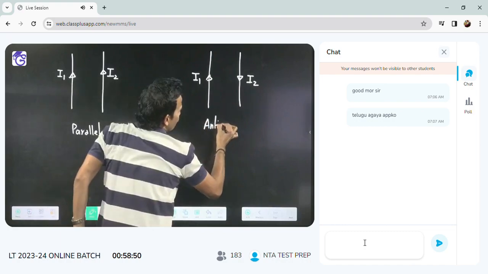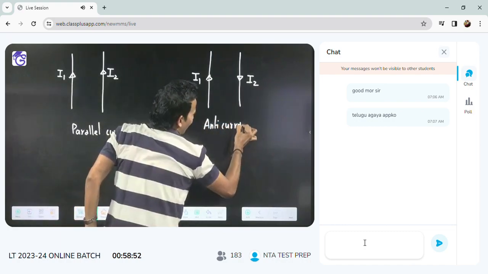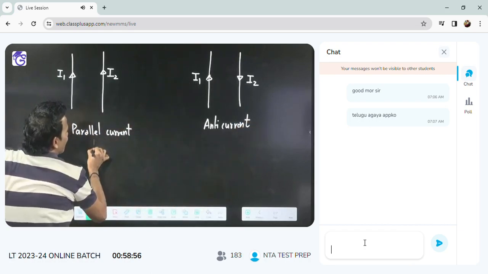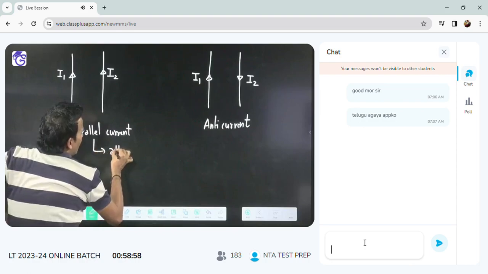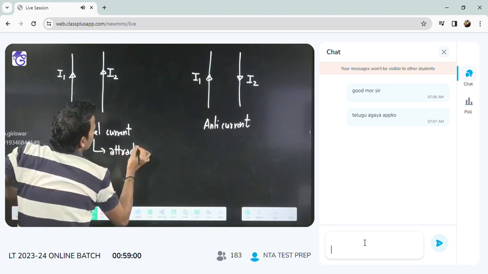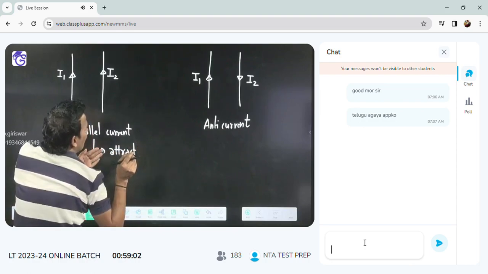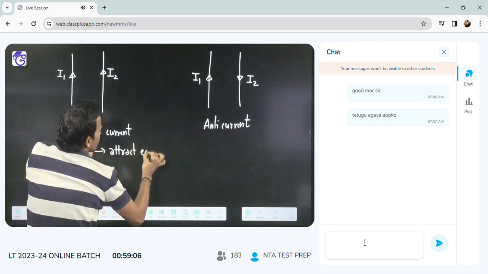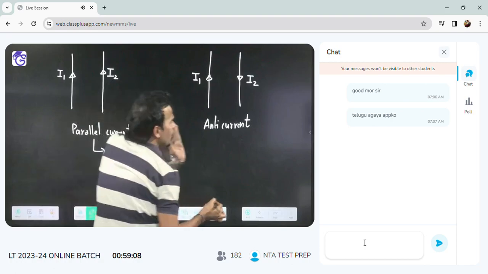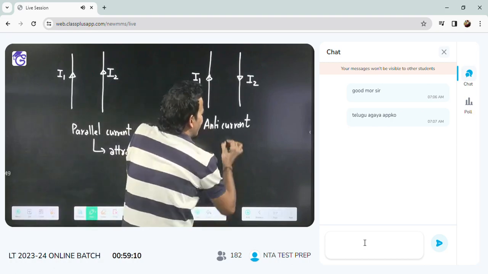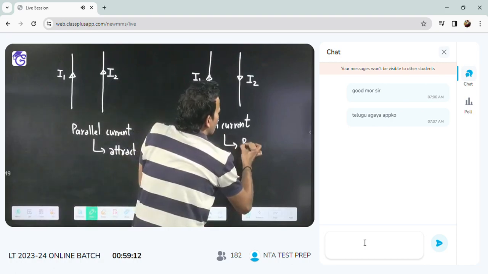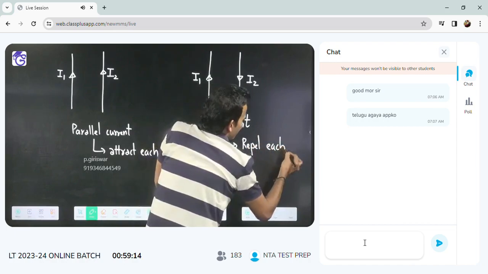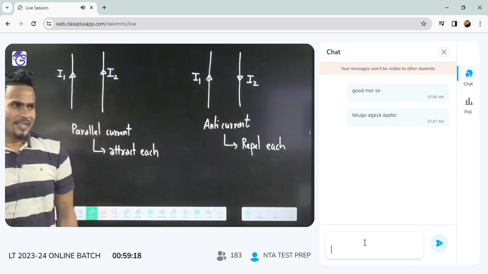And this is a very famous statement. Always remember, parallel currents always attract each other. If two parallel wires carry current in the same direction, they will attract each other. And if they have current in opposite directions, these two parallel wires will always repel each other. Is it okay?